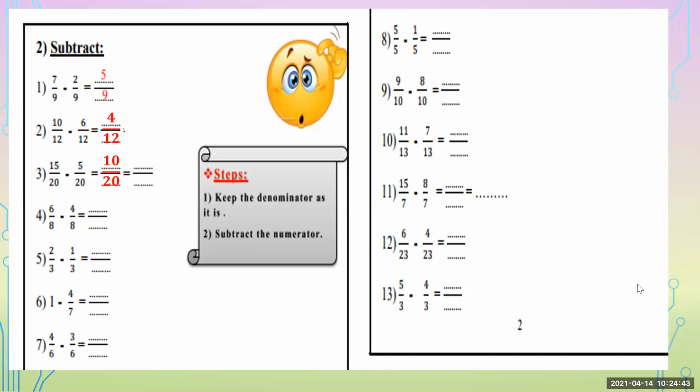Adam, can you answer with me? Yes. Okay, number 4. 6 over 8 minus 4 over 8. I will put 8 as it is and subtract 6 minus 4, 2 over 8. Great, my dear. Thank you.